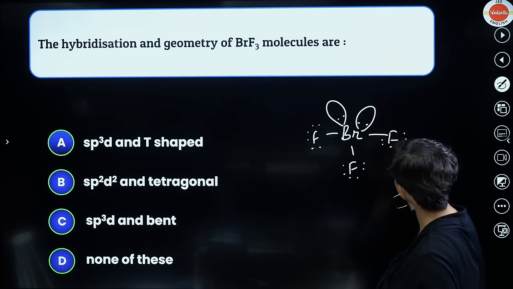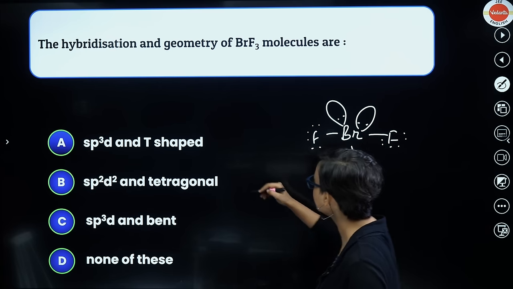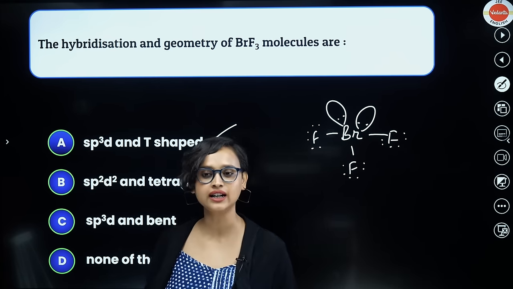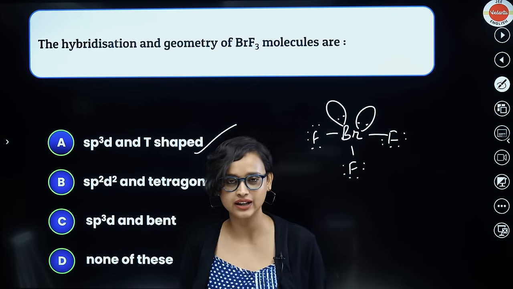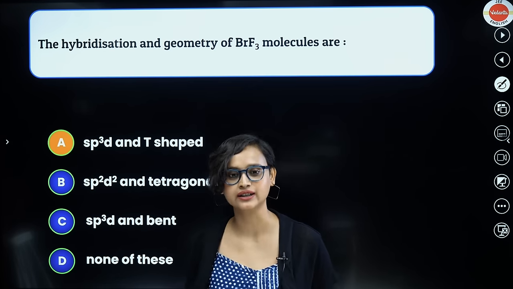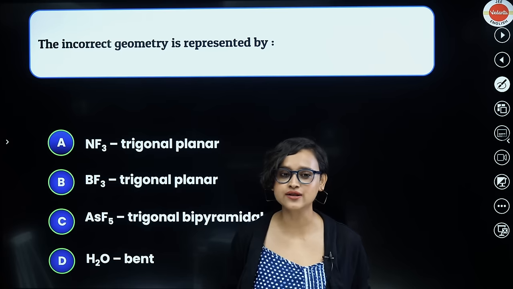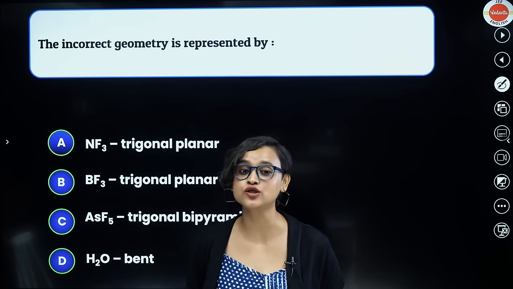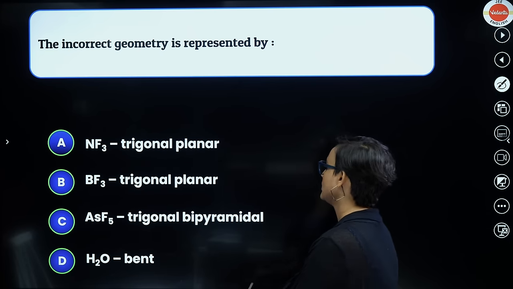So that means what will it be? It will be sp3d, and T-shaped. Option A is the correct answer. Make sense? Absolutely correct. You guys got it. Okay. Now, moving on from here, let's do another question. The incorrect geometry is represented by... incorrect geometry, my dear students.